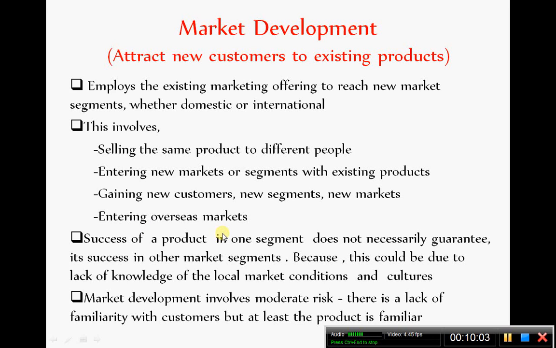Having said that, this growth strategy carries a moderate risk because the customers are new to the product and rejection is very much possible, maybe due to the cultural impact in that region or the overseas country. Also, a lack of knowledge of the local market conditions. Carrying a moderate risk, but lower than diversification.